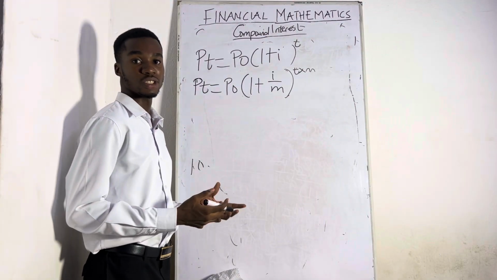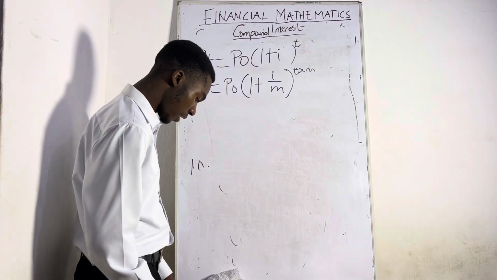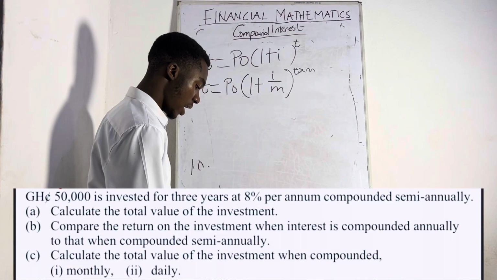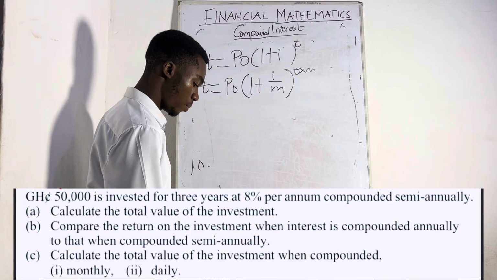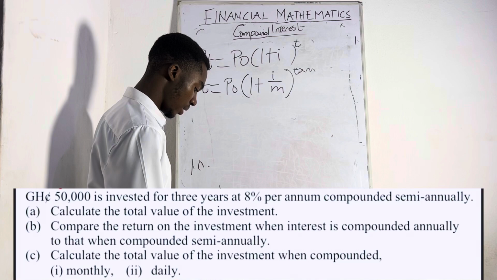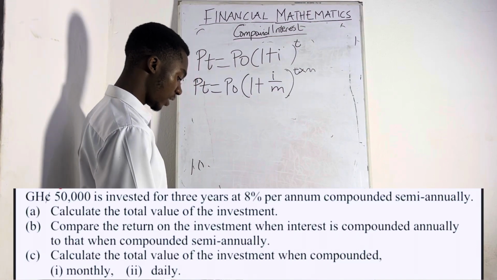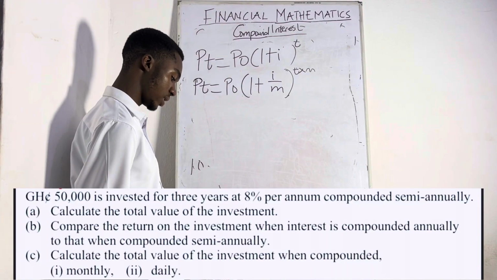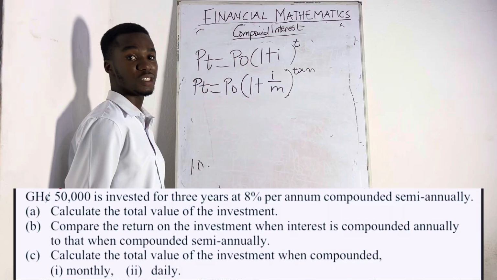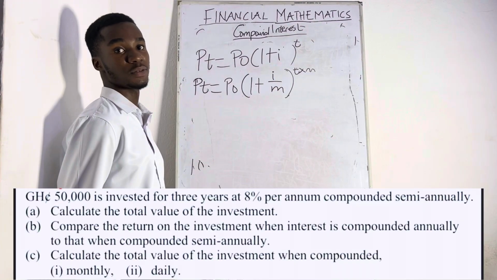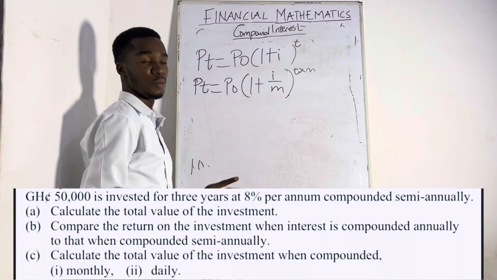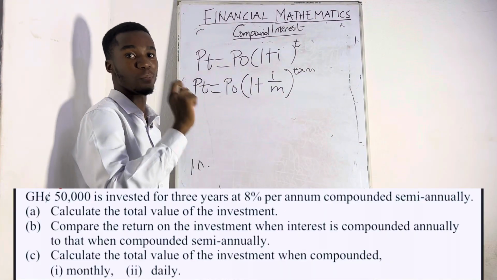So now let's take a question so that you understand it better. We have 50,000 cedis invested for 3 years at 8% per annum, compounded semi-annually. A. Calculate the total value of the investment. So semi-annually means twice a year. Semi means half, so half in a year. So twice a year, it means our M will be 2, because I said that M is the number of times you compound in a year.